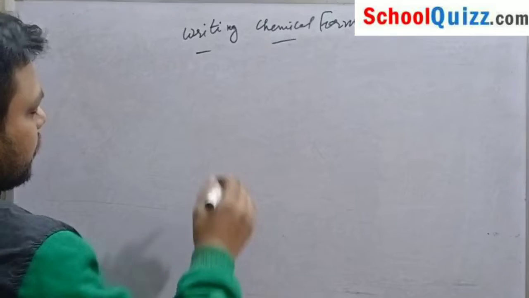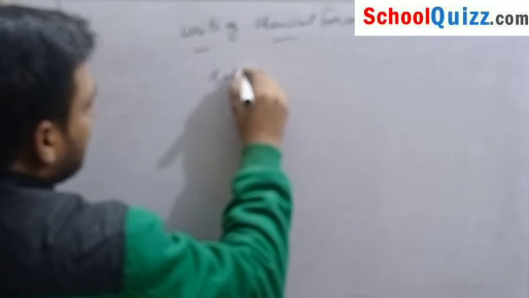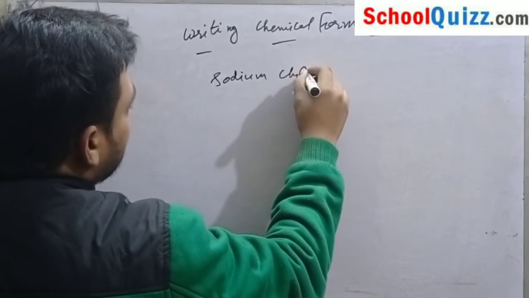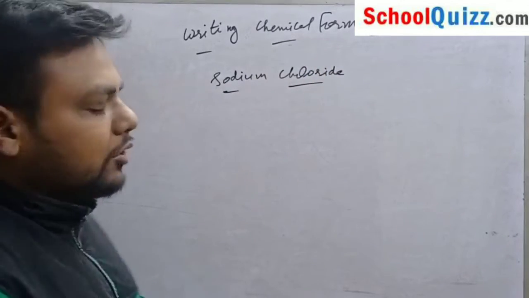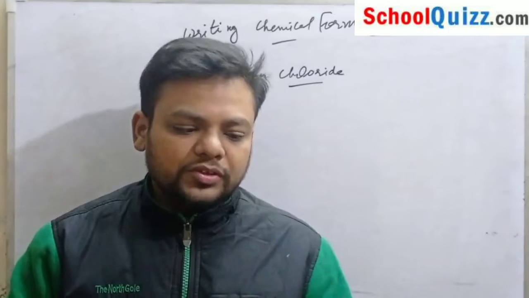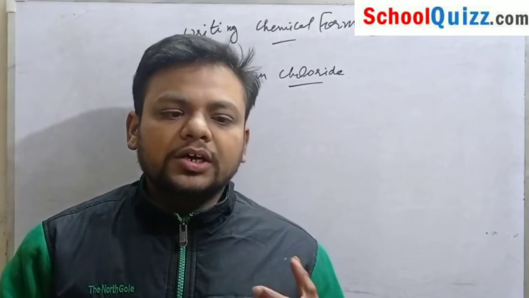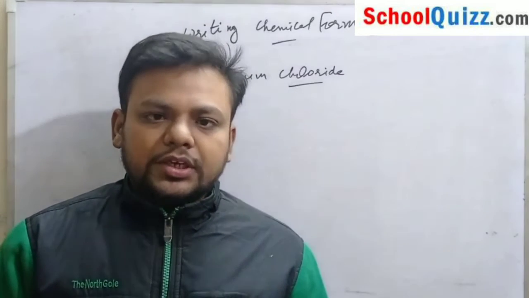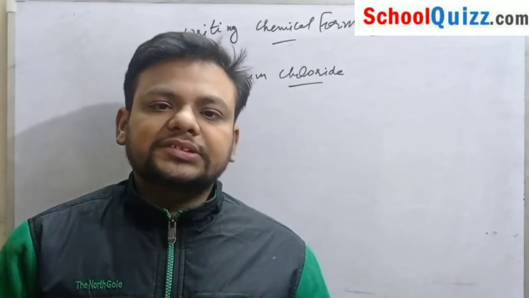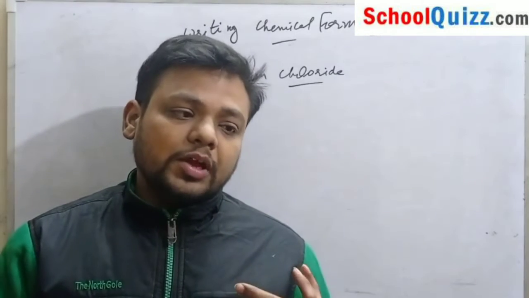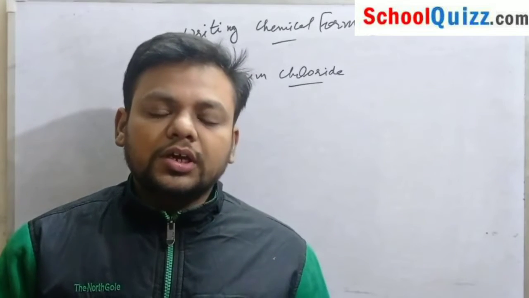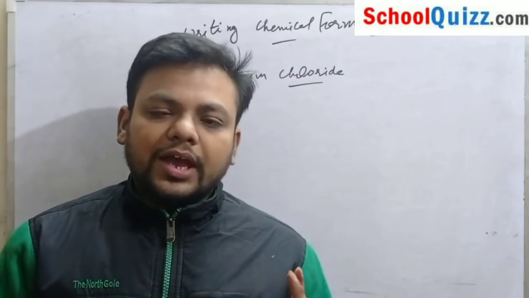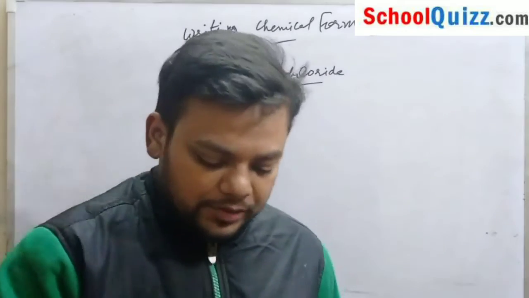Suppose we have to make sodium chloride. First of all, we have to know about the symbols of the elements and then their valency, and then we will be able to make our chemical formulae. So first of all, we will discuss the symbols of the elements.